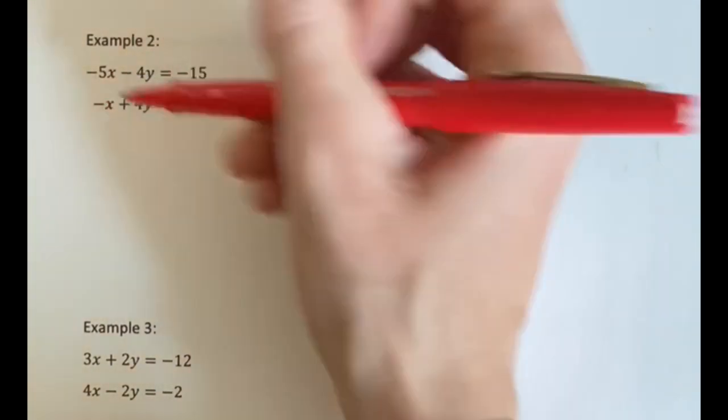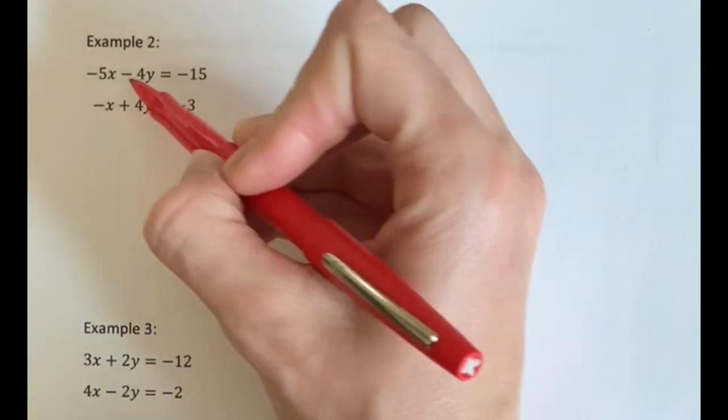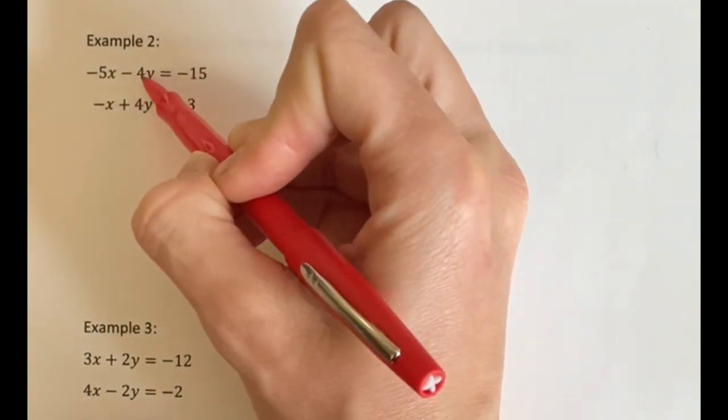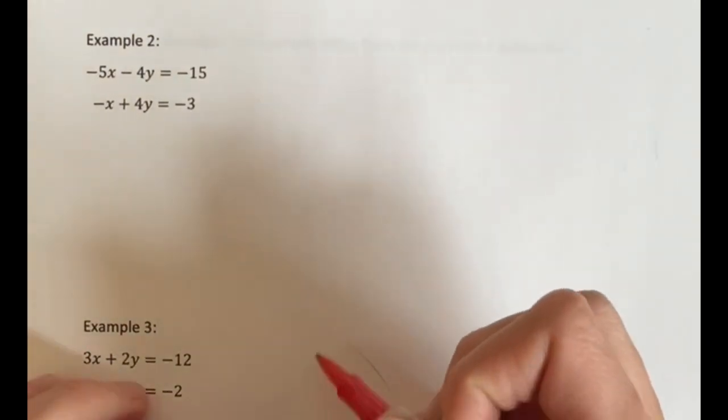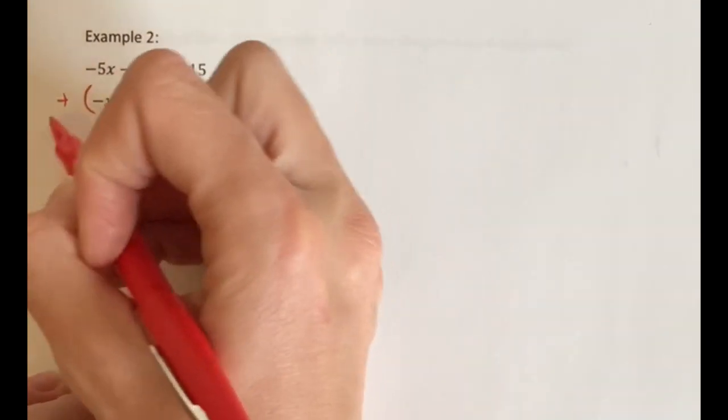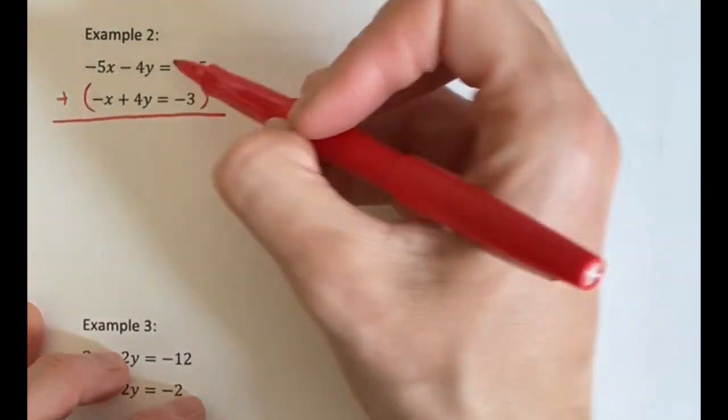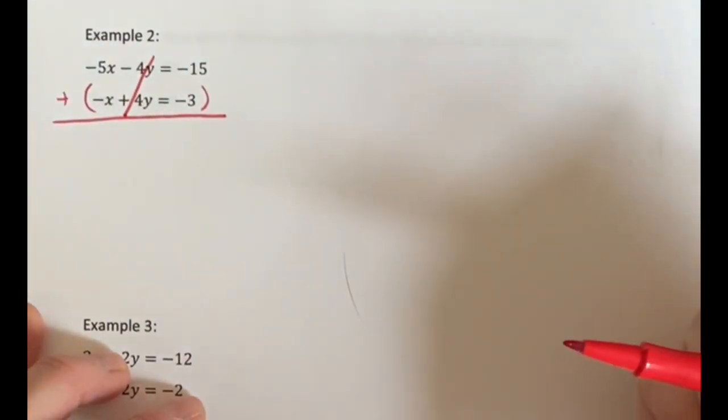Then, are my x's the same? No. Are my y's the same? Yeah, I have a 4 and a 4. One's positive and one's negative, so I can just add my equations together. Negative 4y and positive 4y will cancel out.